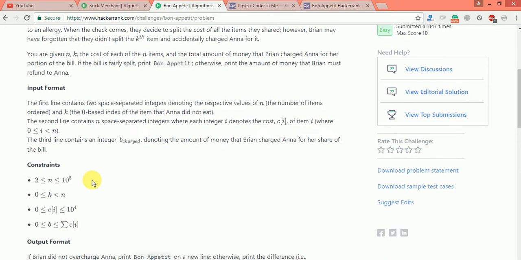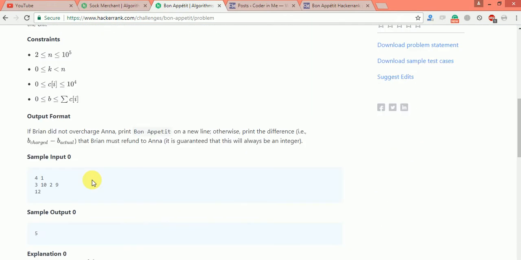So there is one example for that. 4 and 1. 4 means 4 items they want to eat. The 1 means the first index. This means that the item with price 10 will not be eaten by Anna. And these are the items, the cost of each: the first item costs 3, then 10, then 2, and then 9.